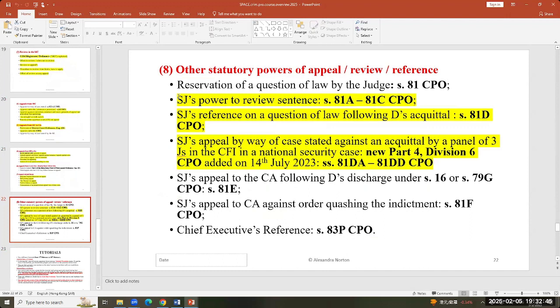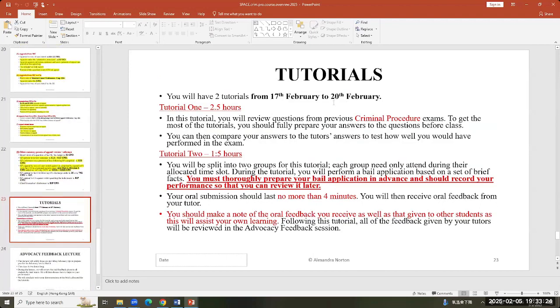This fourth bullet point here, Secretary for Justice's appeal by way of case stated against an acquittal by a panel of 3 judges. This is a special provision that was just recently introduced, whereby if a national security case has been tried by a panel of 3 judges and they have acquitted the defendant, then there is the possibility for the SJ to appeal. Now, to my knowledge, this has not happened so far because no defendant in a national security case has been acquitted so far. But there is this possibility of the appeal. All right.